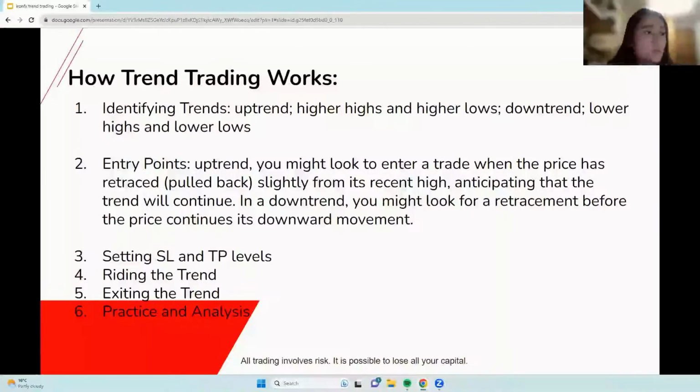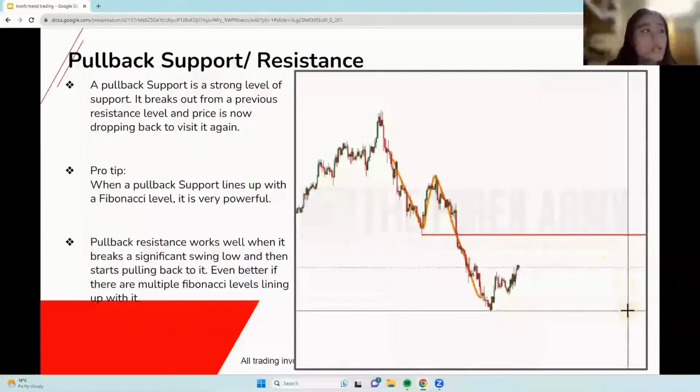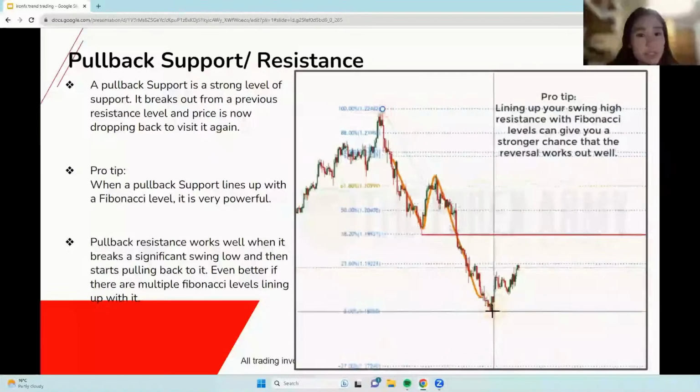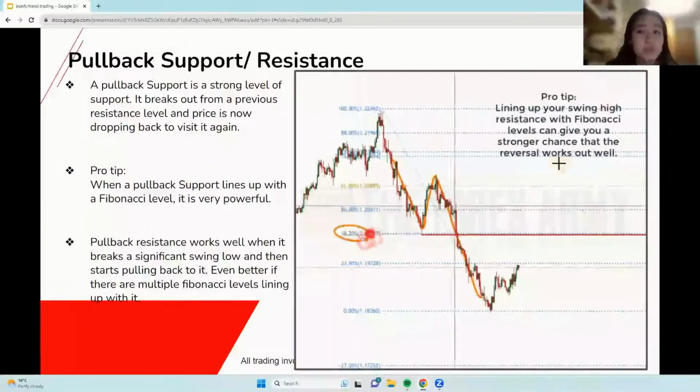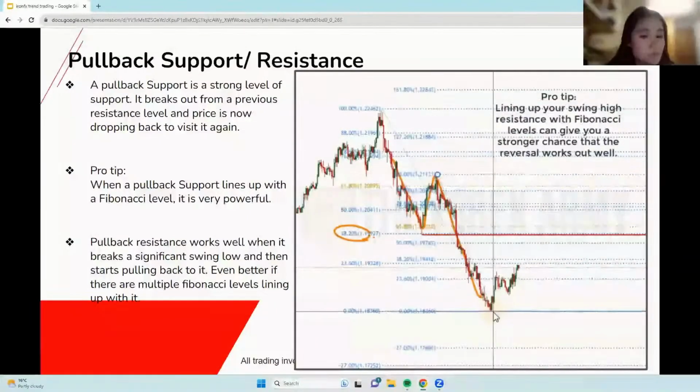We talked a little bit about setting stop loss and take profit levels, so I just want to dive into that a little bit. Firstly, we have a retracement, which is what we talked about in the previous slide. Let's start off with pullback support and resistance. Pullback support is a strong level of support that breaks out from a previous resistance level. Now price is dropping back to visit it again.